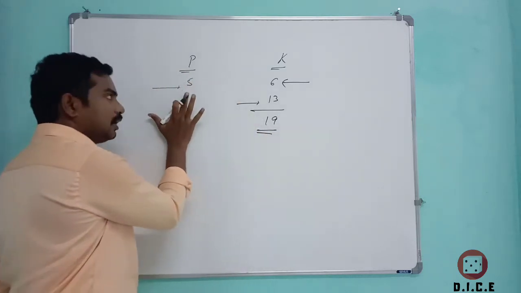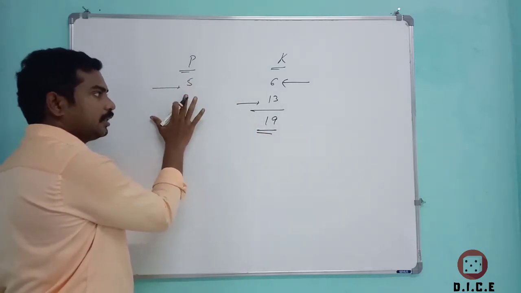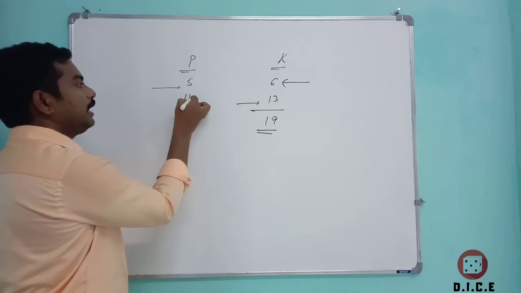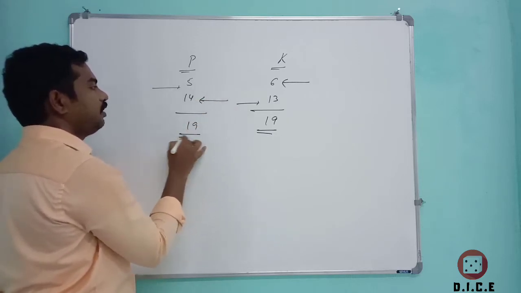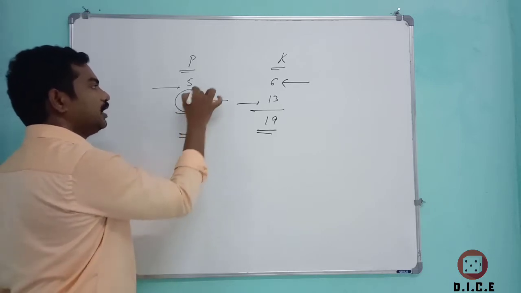So what is the figure? If you put it here, that becomes 19. So simply if you put 14 here, the position of Preeti from the right hand will be 14. If you put 14 here, the total will be 19 when you add. So the answer is 14, that's enough.